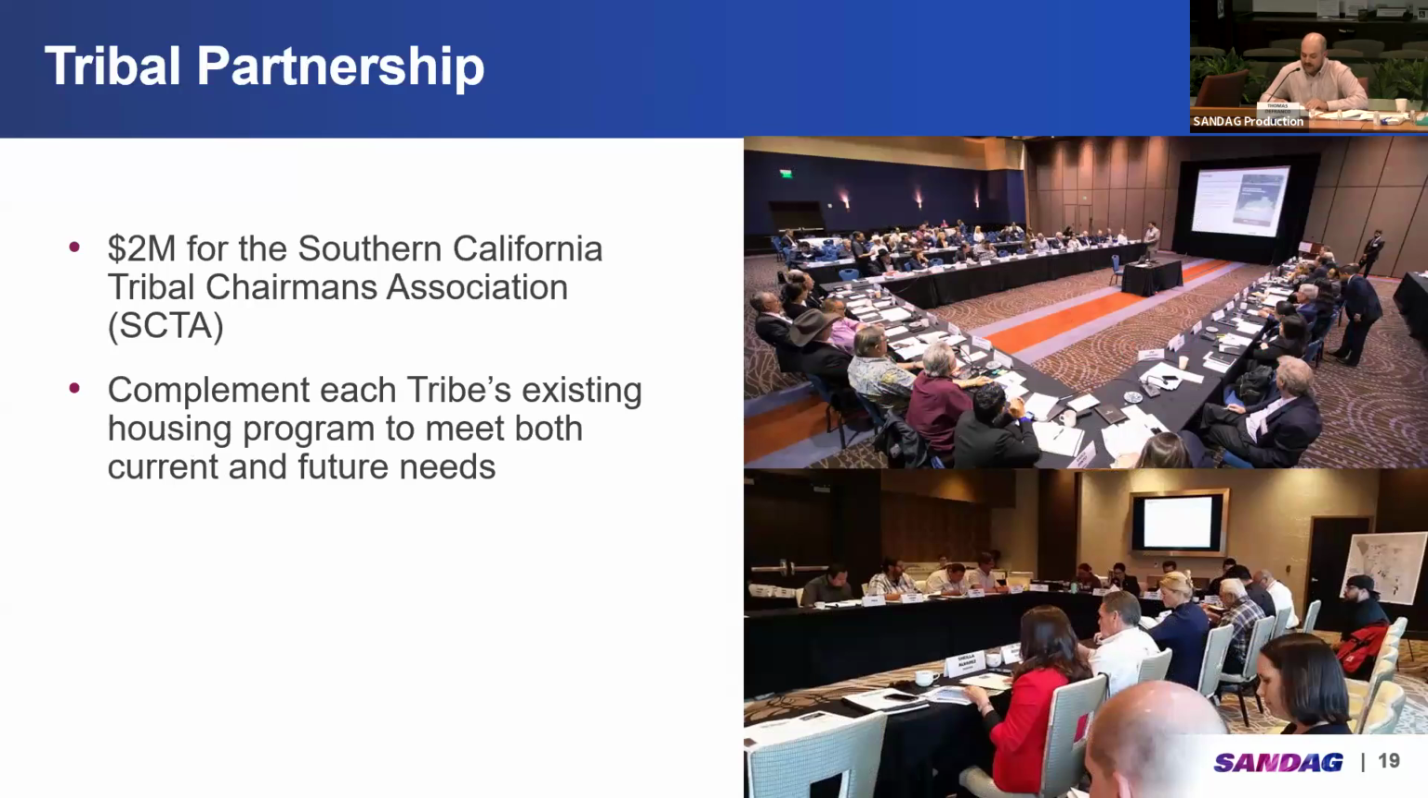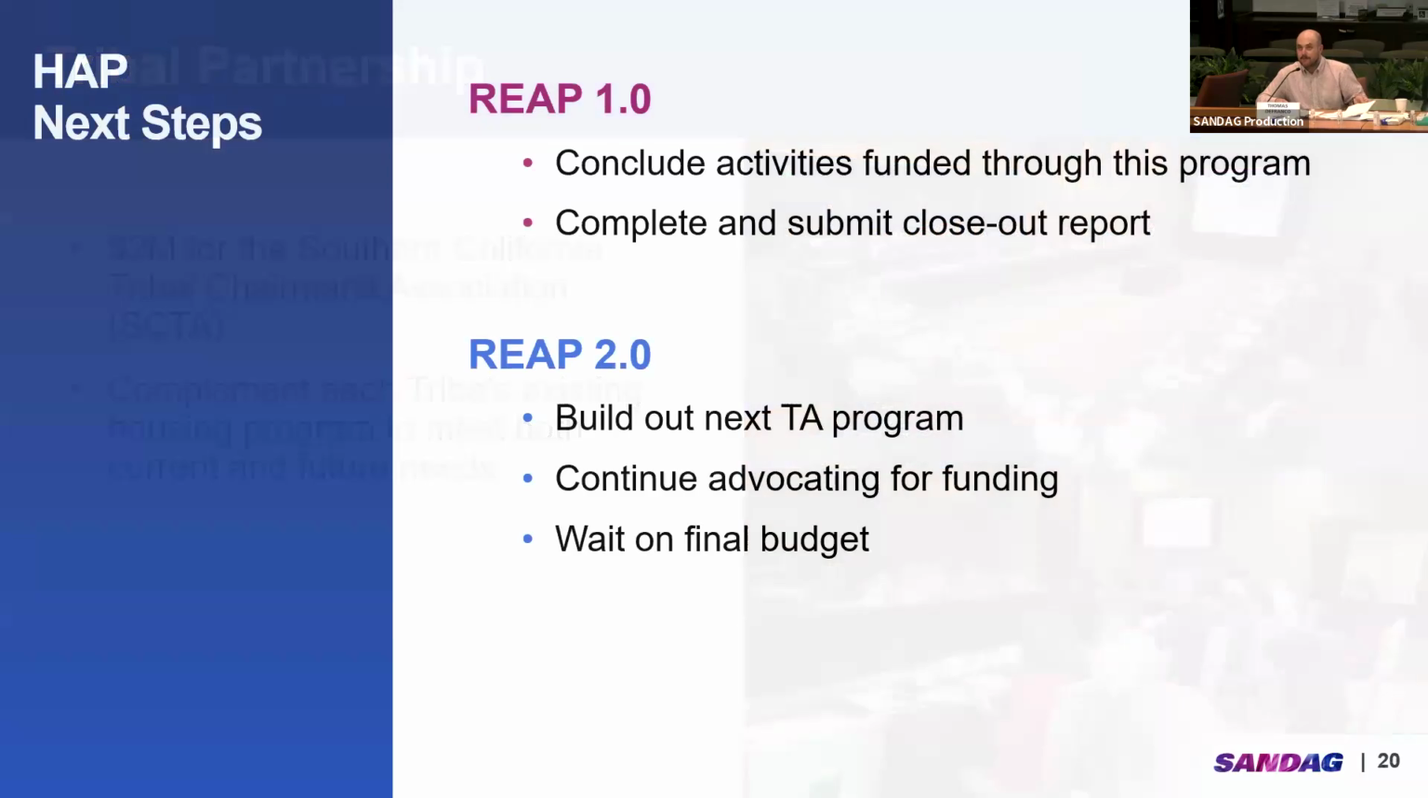The fourth and final activity is our tribal partnership work. As we all know, the SANDAG region contains 17 federally recognized tribes, the most of any county in the US, and each tribe has unique housing needs that have never really been addressed before. The $2 million allocation will complement each tribe's existing housing programs to meet both their current and future needs. SANDAG is working closely with the Southern California Tribal Chairmen's Association to further develop this program and assure that they are planning and building housing for their community.